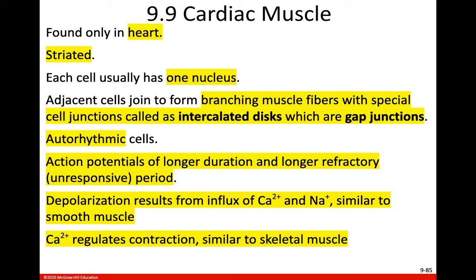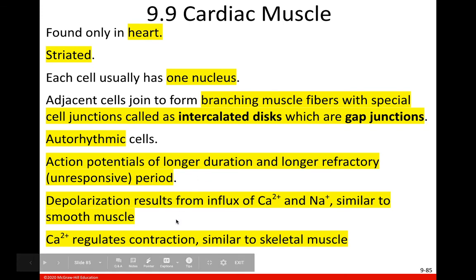Again, this is going to allow complete relaxation of the heart muscle before sodium ions can cause it to contract again. And again, that's very important for the movement of the blood into and out of the heart.